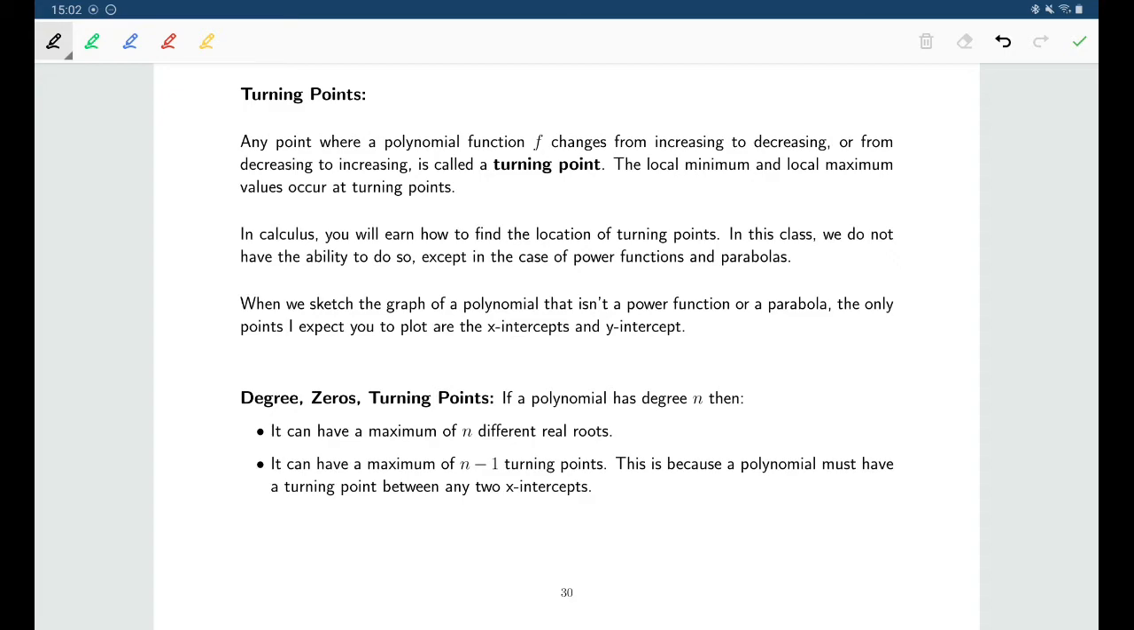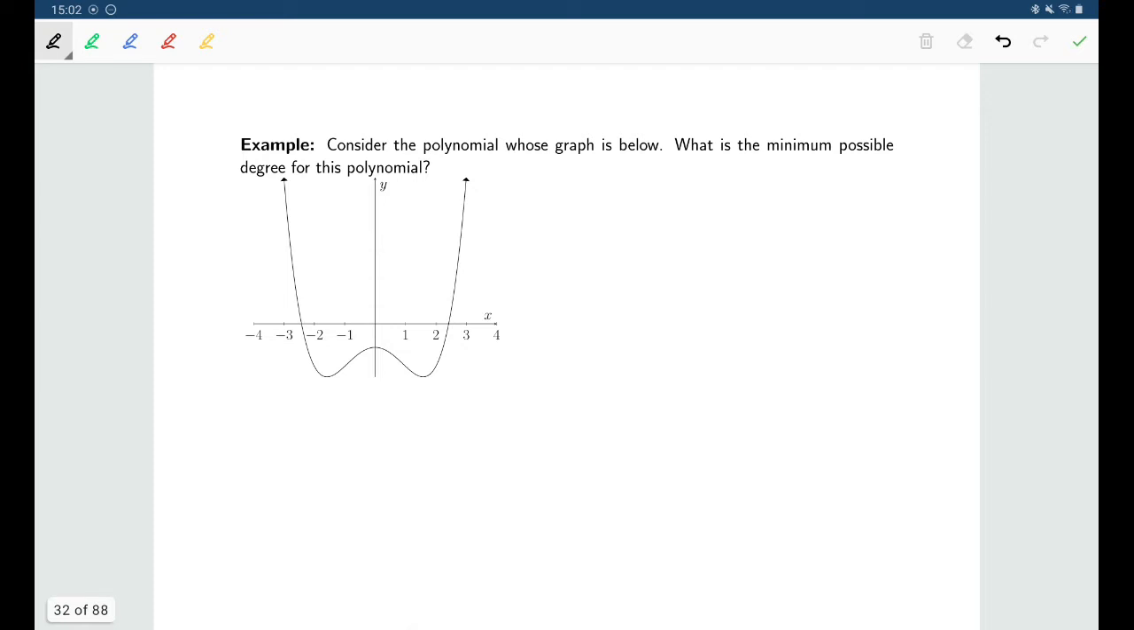So if we're taking a look at this graph and we're wondering what's the minimum possible degree for this polynomial, then there's two things that we can look at. One would be the number of x-intercepts. I know, number one, that there are two x-intercepts, so that means the degree definitely needs to be at least 2, for sure. And that's because I know that for a degree 1 polynomial, you can have at most 1 x-intercept, so this can't be degree 1, this has to be degree 2 or higher.